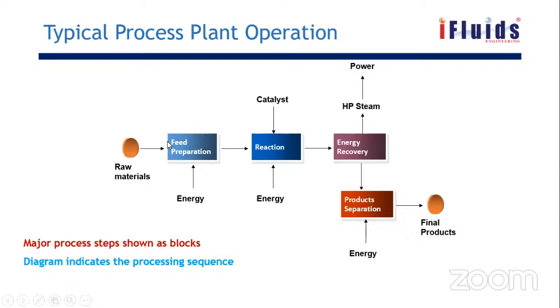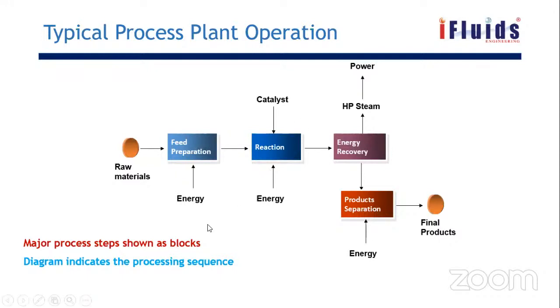I will heat my feed to a certain temperature so that it reaches 360 degrees centigrade at the reactor inlet, and the pressure will be around 70 bar gauge. To achieve this, I will heat my raw material through different heat exchangers or a furnace. For the pressure, I will use a pump for the liquid and a compressor for the gas, to meet the reaction conditions.